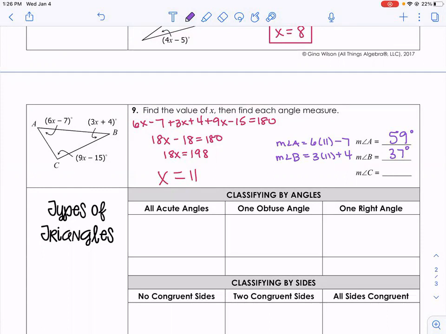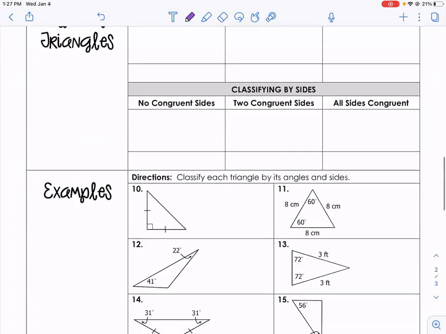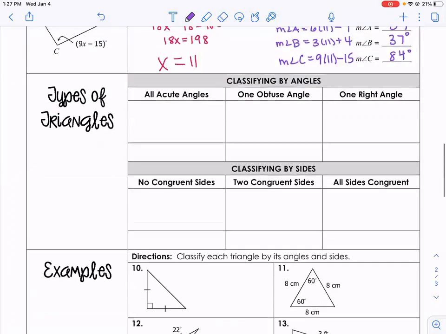Okay, and then angle C is 9x minus 15. So the measure of angle C, 9 times 11 minus 15, is what? 84. Now, you have a problem if these three angles do not add to 180. So that can be kind of a double check for you. If you have time left over, you double check those problems.